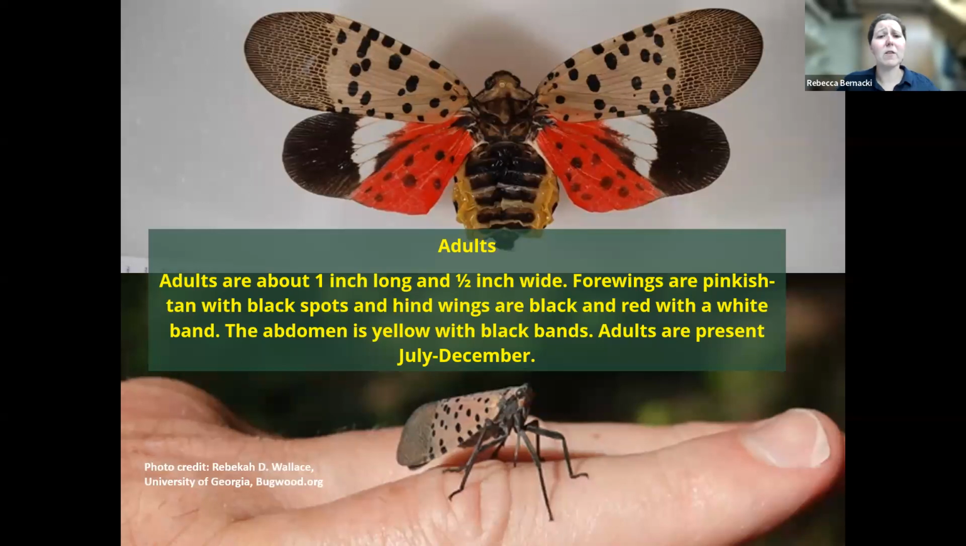Adults are going to be about 1 inch long and about 1/2 inch wide. They're actually a really pretty insect. So the forewings are pinkish tan in color with black spots. And the hind wings are red, black and red with a white band in between. The abdomen's going to be yellow with black bands, and the adults are going to be present from July to December. As I mentioned, we're seeing those earlier this year.